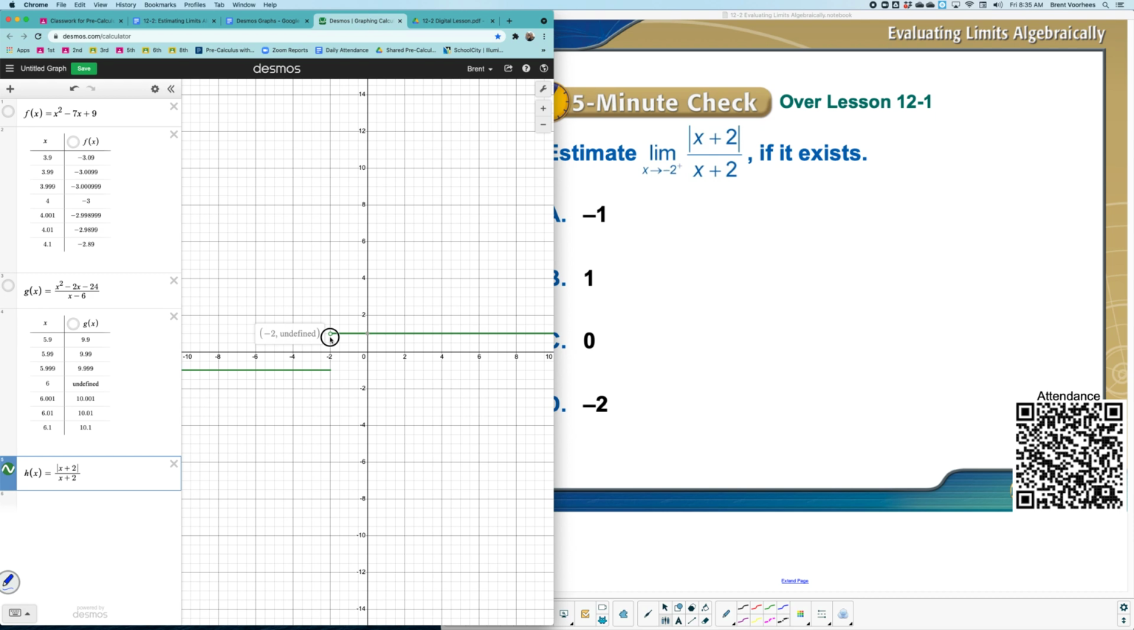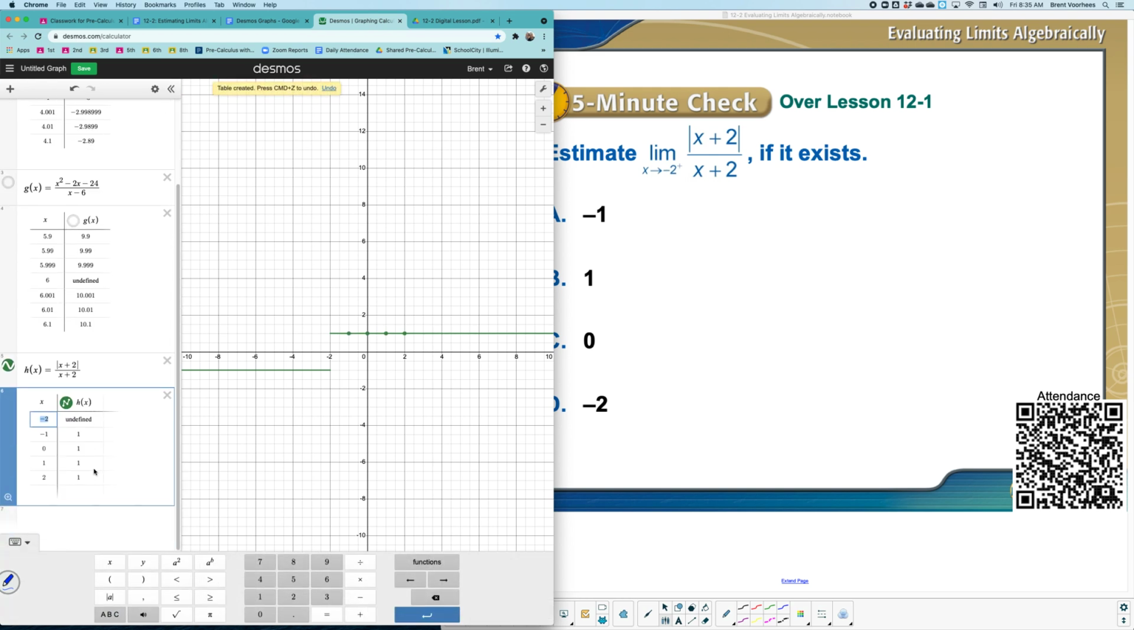Well, on this picture it says undefined here, but our graph is not. So as we approach -2 from the right, let's say -2.1, then -2.01, -2.001, and then -2, and then we'll have -1.999, -1.99, -1.9 like this. You can see the values as it approaches.